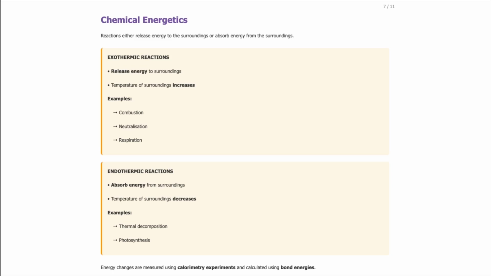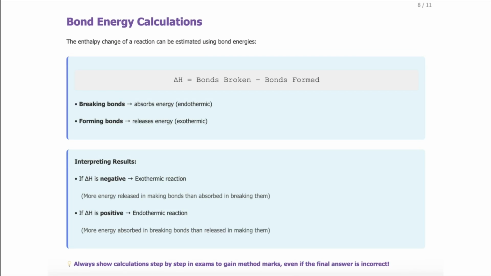Learn common examples carefully. To calculate enthalpy change, use bond energies. Write ΔH = bonds broken minus bonds formed. Breaking bonds absorbs energy. Forming bonds releases energy. If the total is negative, the reaction is exothermic. If positive, it's endothermic. Always show calculations step by step in exams to gain method marks, even if incorrect.